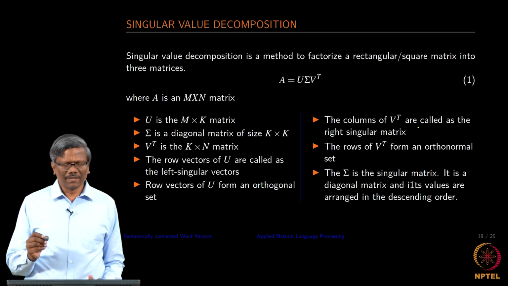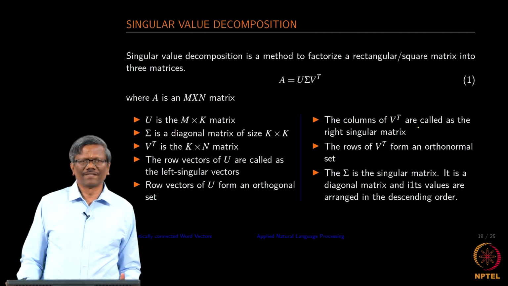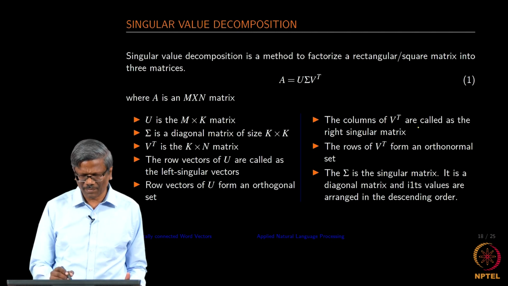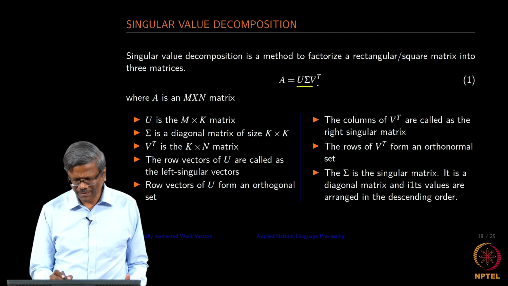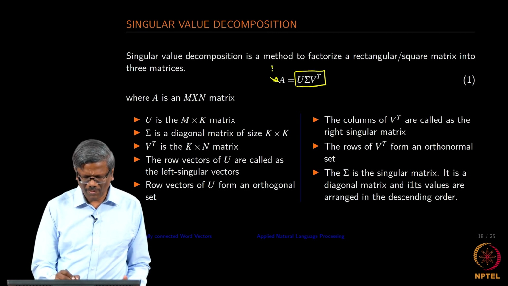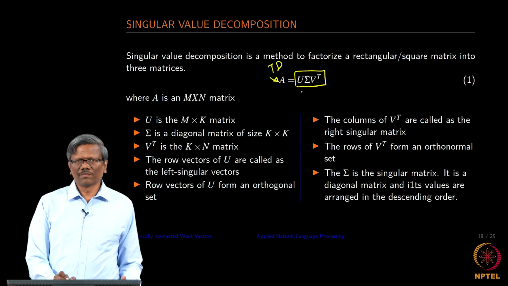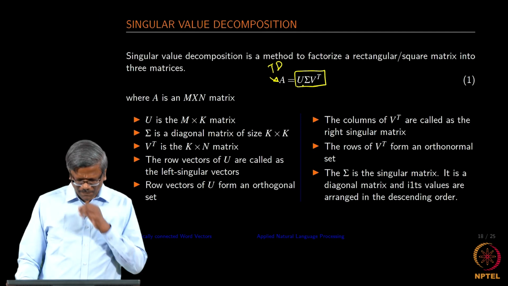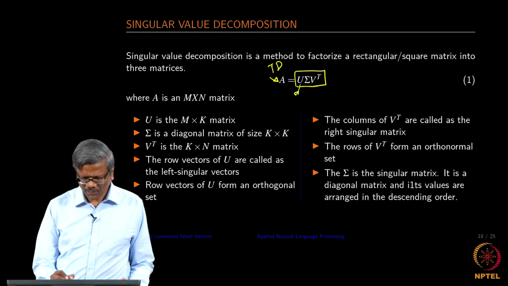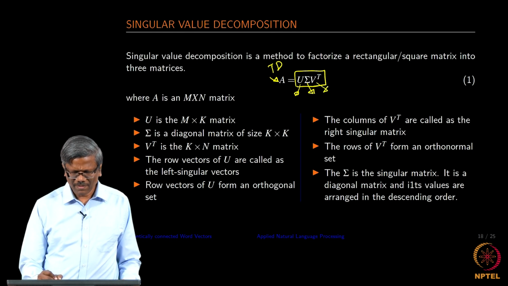Okay. So, in a singular value decomposition, we will have some mechanism in terms of factorizing the original matrix. When you factorize that original matrix, it becomes 3 different matrices. So, this is your original matrix, we can call it the term document matrix. When you decompose that into 3 matrices, what do you have? One is U, the second one is sigma, and the third one is V transpose.